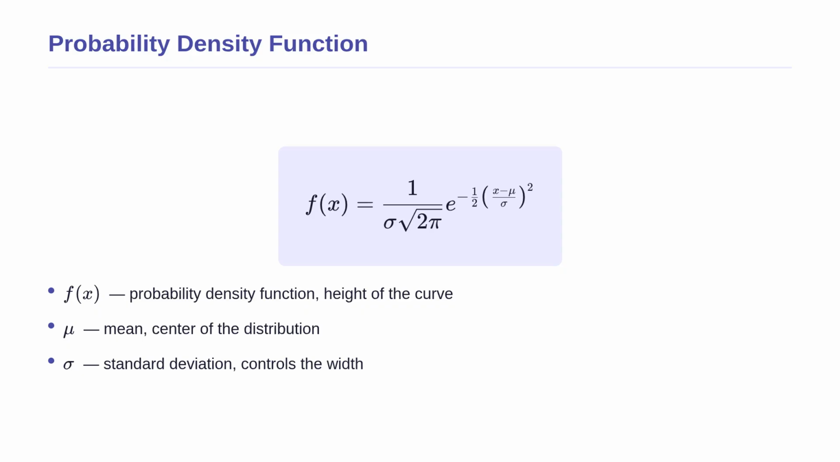Now that we understand the shape, let us look at the mathematics behind it. This complex-looking equation is the probability density function. It calculates the exact height of the bell curve at any given point x. The symbol mu represents the mean, which anchors the center of our bell. The symbol sigma is the standard deviation, which dictates how wide or narrow the bell is.